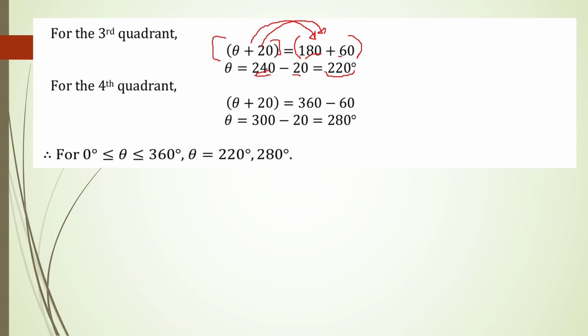So you also do the same to the fourth quadrant. Theta plus 20 must be equal to 360 minus theta. And your theta is 60 degrees. So if you subtract 360 minus 60, you're going to end up with 300. So if you make theta the subject here, we take 20 this side. So it's going to be 300 minus 20 to get you 280 degrees. So we make a conclusion that, therefore, for the range of theta lying between 0 degrees and 360 degrees, the two values of our angles are going to be 220 degrees and also 280 degrees.